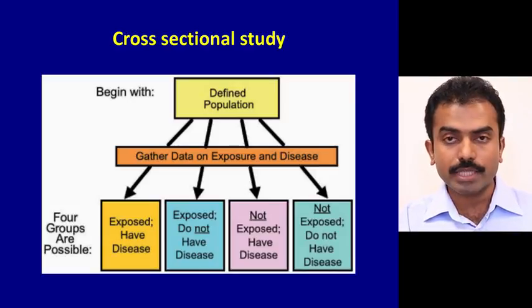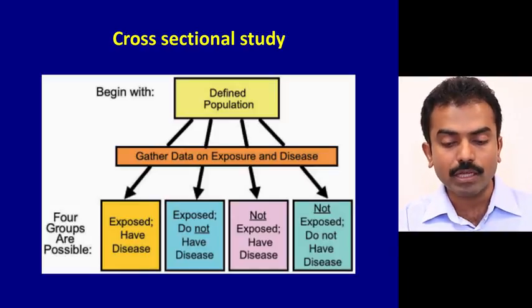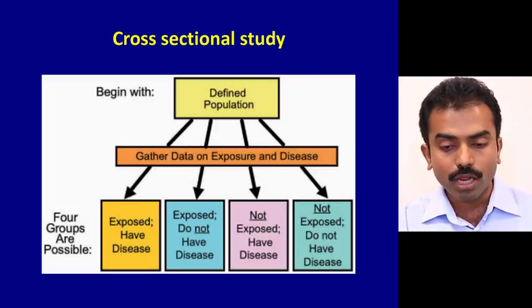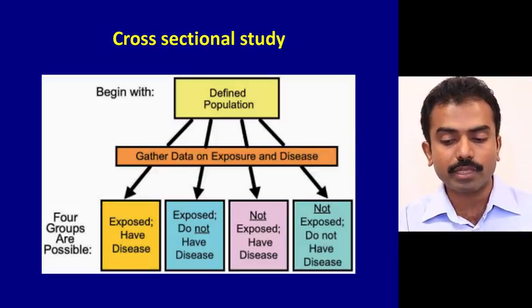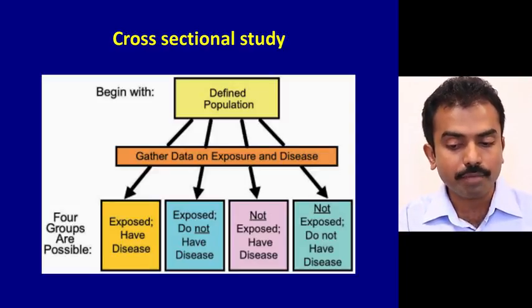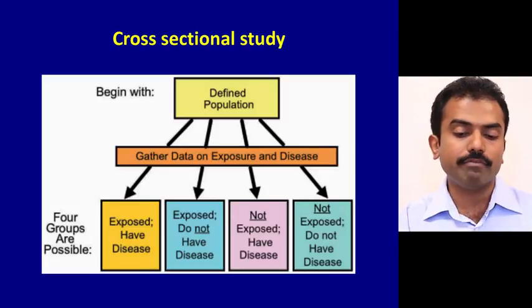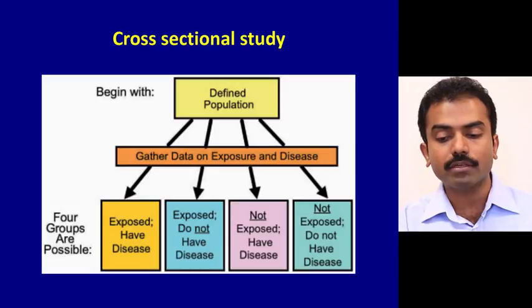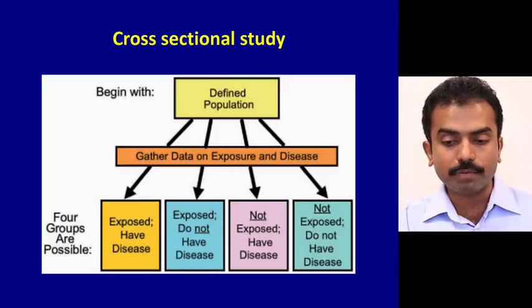Let's take an example. Let's say I want to study, is obesity or being overweight associated with osteoarthritis of knee joints. Now, I can just go to the people, measure whether they are obese or not, and also measure by some means whether they have osteoarthritis or not at the same point in time. And then let's say we find that people who are obese are at a higher risk of having osteoarthritis as compared to those who have normal weight.